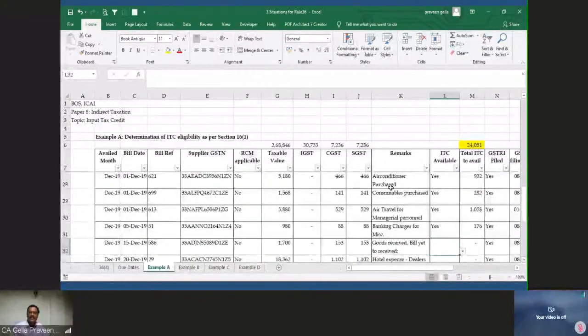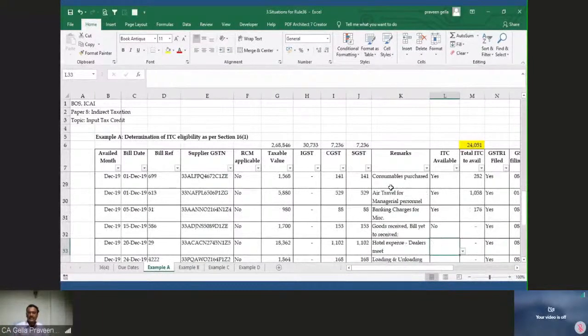Goods received, bills yet to be received. Again, without a document, if you refer to Rule 36.1, Section 16, subsection 2, Clause A, he must be in possession of a document. Unless I have received a bill, a tax-paying document, I cannot take the credit. So I'll say no.